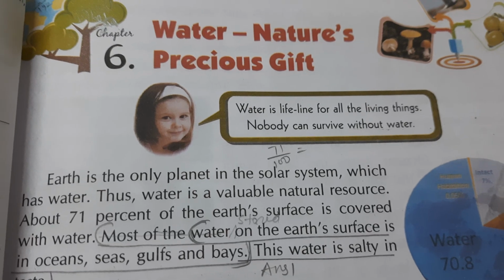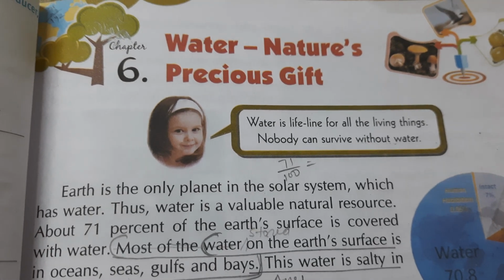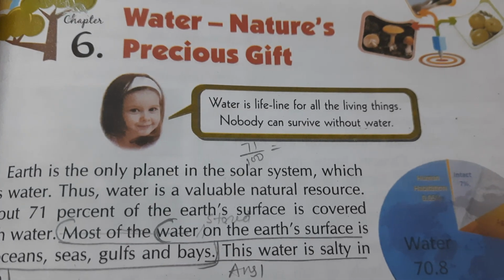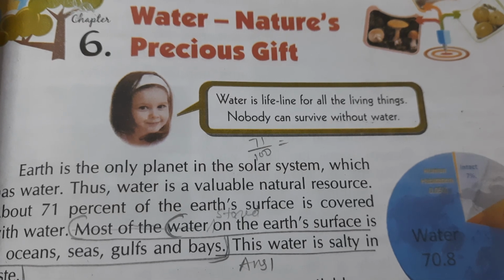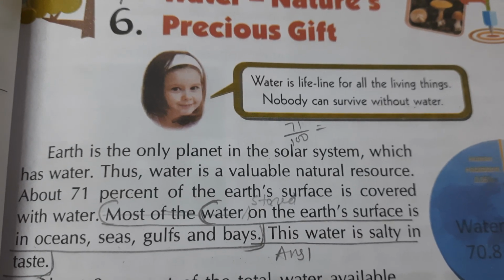We are going to study class 4 EVS chapter 6, Water, Nature's Precious Gift. Water is the lifeline for all living things. Nobody can survive without water. Now we are going to read about this.